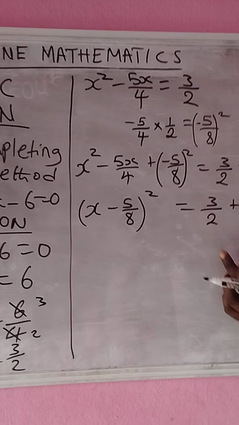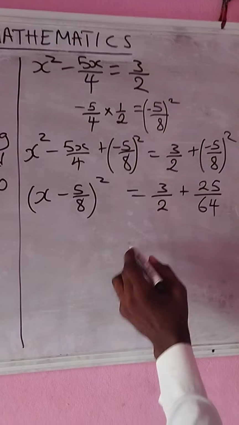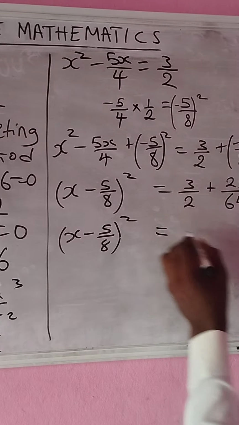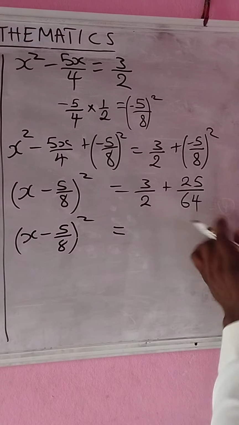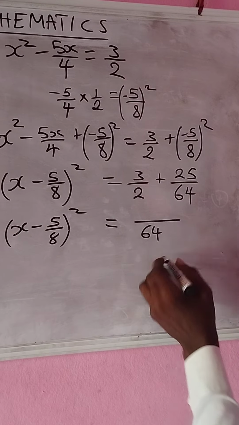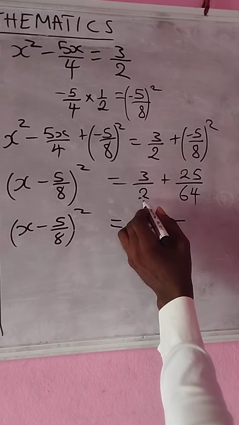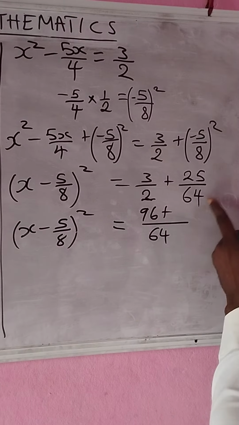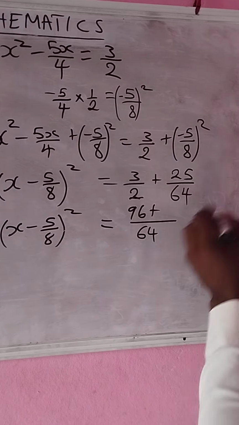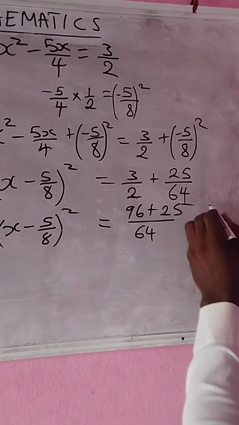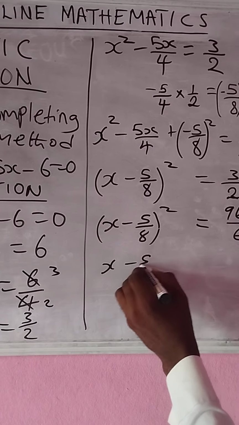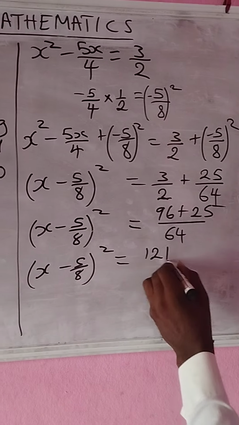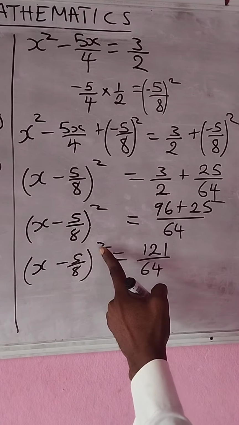So from here, let's work on the right-hand side of the equation by just rewriting this. x minus 5 over 8 all squared equal to, this is a normal fraction, get the LCM, 64. 64 divided by 2 is 32. 32 times 3 is 96. 64 divided by 64 is 1. 1 times 25 is 25. So we rewrite this again. 96 plus 25 is 121 over what? 64.